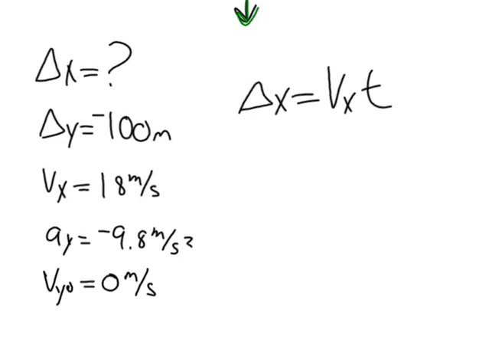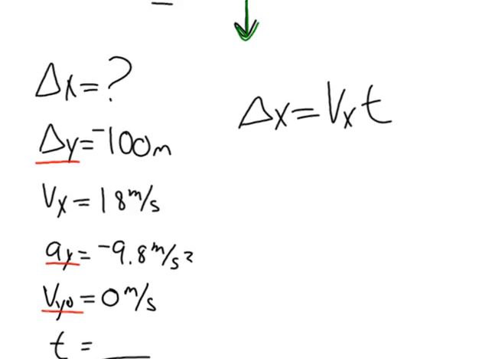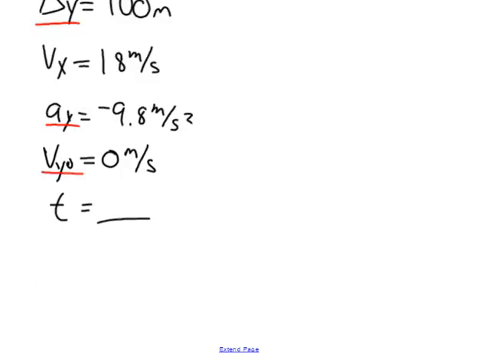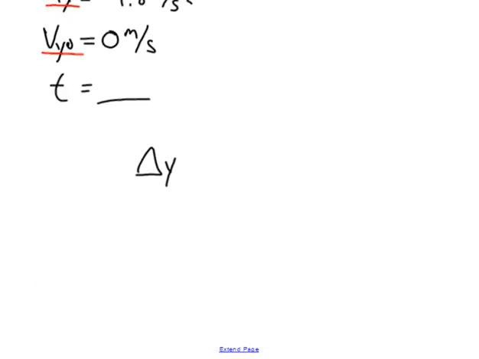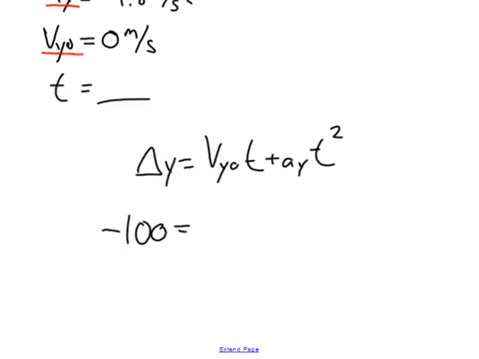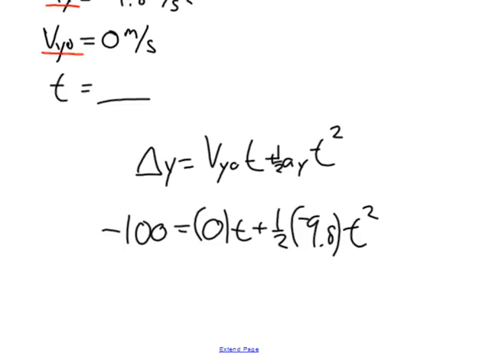The only equation that's solvable using our y information and in looking for time will be this one. It'll be this one. So we'll plug everything in. Negative 100 equals 0 times time plus 1/2 negative 9.8 t squared. Fortunately for us, the 0 cancels out, so we don't have to use the quadratic equation to solve for t.